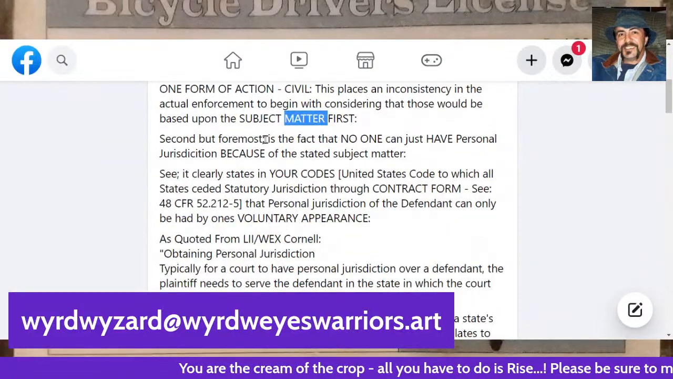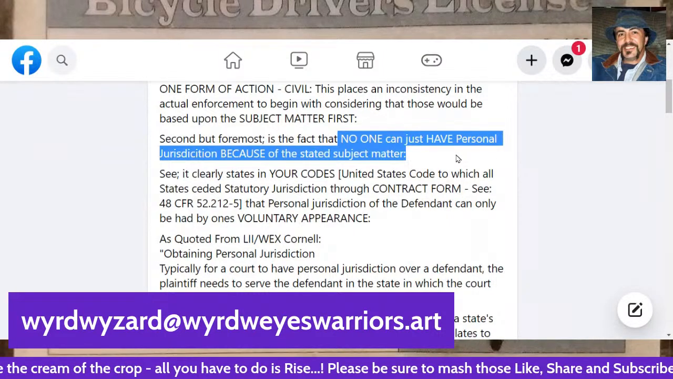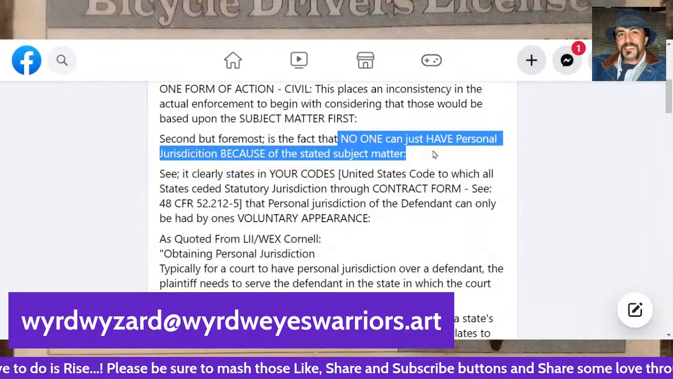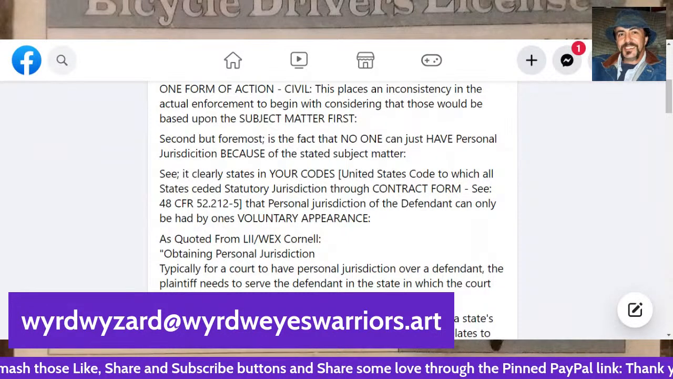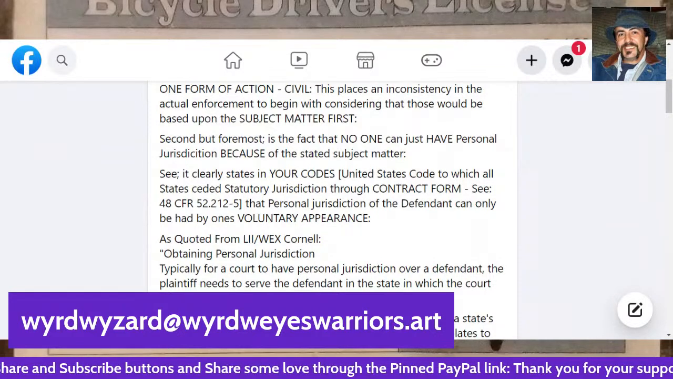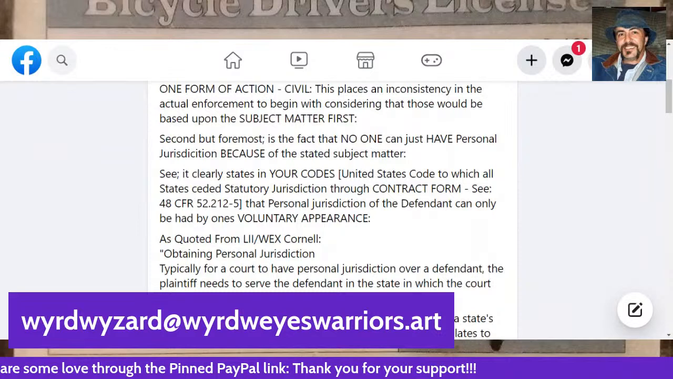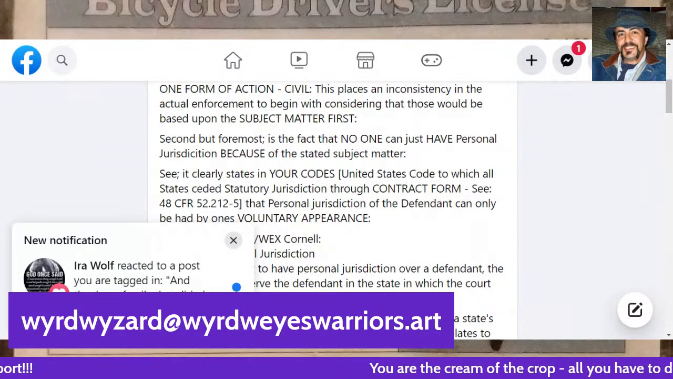Second, but foremost, is the fact that no one can just have personal jurisdiction because of the stated subject matter. You cannot have jurisdiction over Tom Sawyer simply because you're reading Tom Sawyer. You cannot have personal jurisdiction over Tom Sawyer simply because you read the term Tom Sawyer.